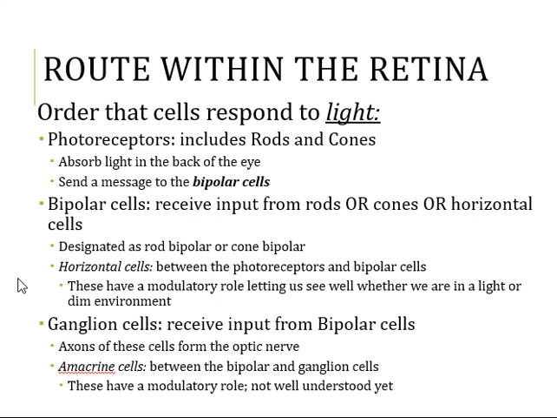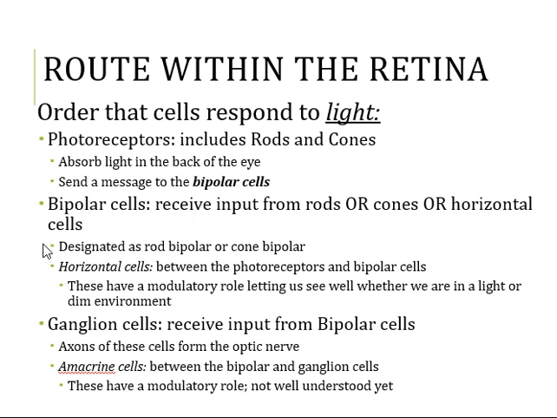So these will be designated as bipolar rods or a bipolar cone, and horizontal cells lay between photoreceptors and bipolar cells. They have a modulatory role in letting us see whether we have a light or a dim environment. So, luminance, or it allows us to compare. For example, the presentation is white, but the text is black. It helps us see the contrast between them.